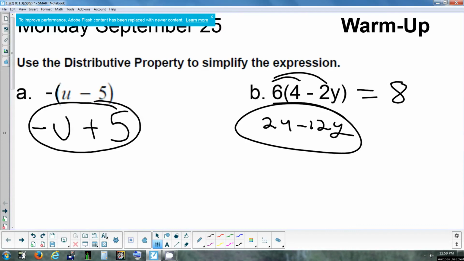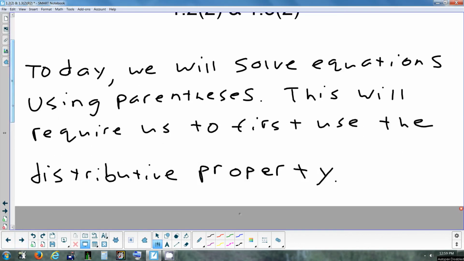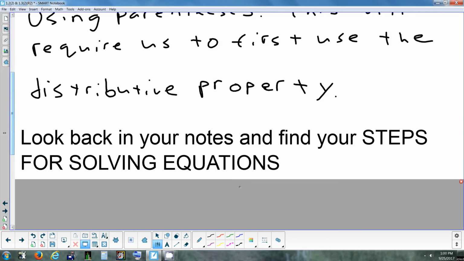So it's going to be what you just did. It's going to have distributive property, but it's also going to have equals a number on the other side. So this is going to require us to use distributive property, and we're going to go through again the steps to make sure you follow, and I think today the problems are going to have all the steps. Yep, it's going to have everything in it.